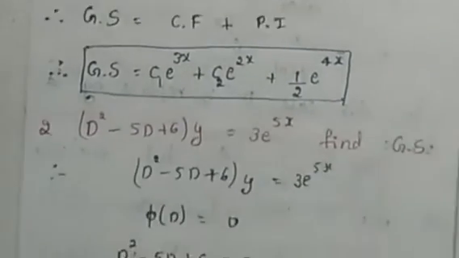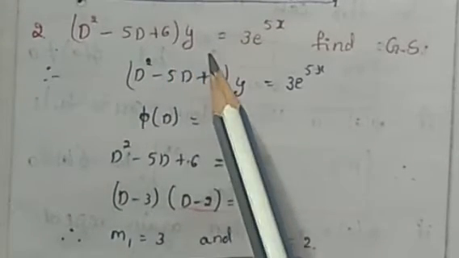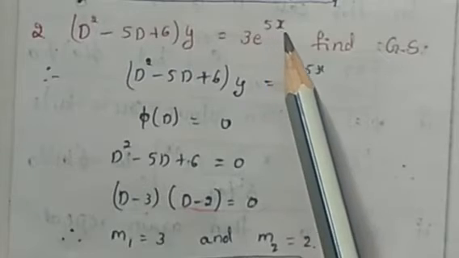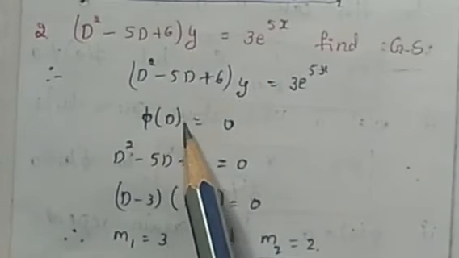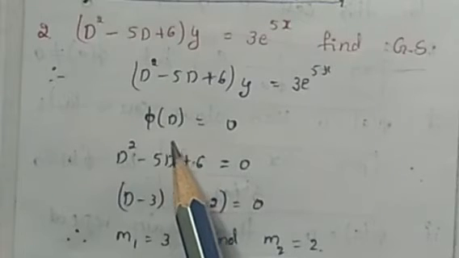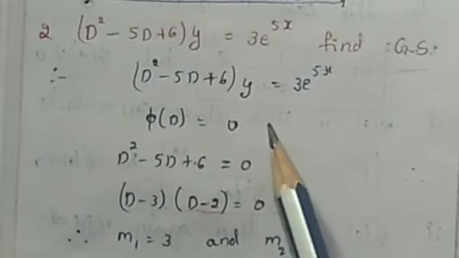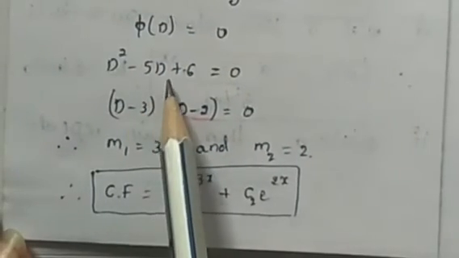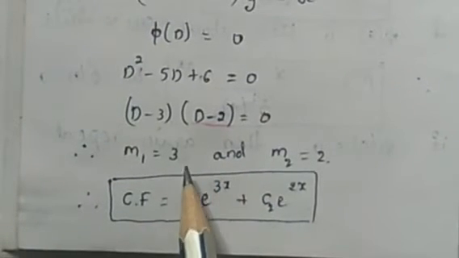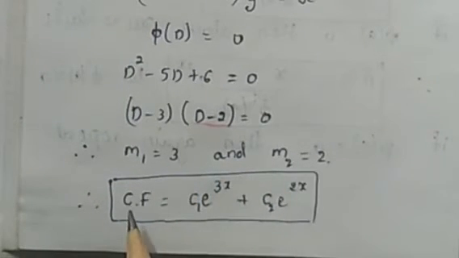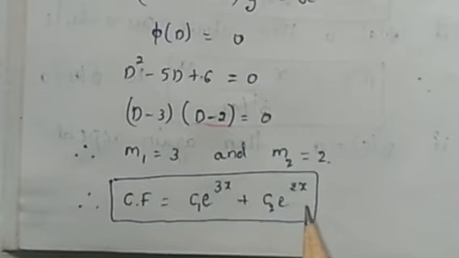Next problem, D square minus 5D plus 6 into y is equal to 3 e power 5x. Find the general solution. In this case first we find the complementary function. Let us consider phi of D is equal to 0, D square minus 5D plus 6 is equal to 0. You solve this, so we get two different roots. So the complementary function is equal to c1 e to the power 3x plus c2 e to the power 2x.